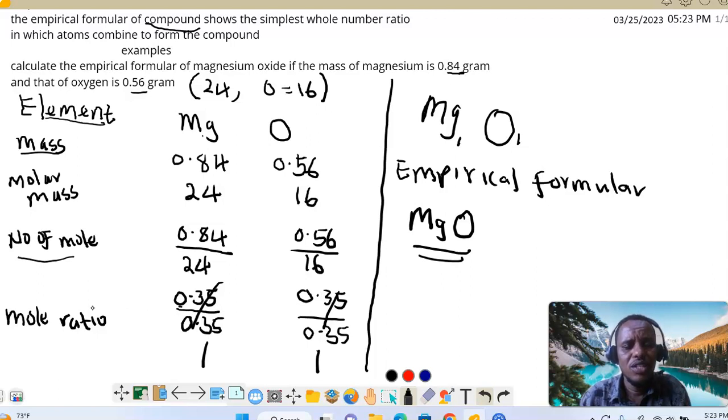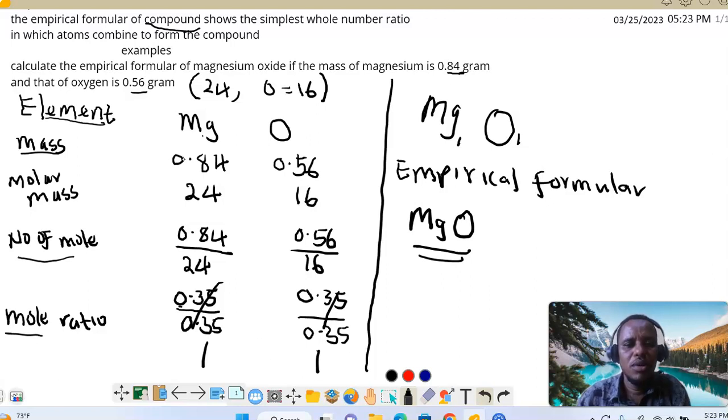When you have this, the next step is the mole ratio. How do you get the mole ratio? You divide by the smallest value that you obtained, on both sides. You compare the moles of this value and this value, and the smallest one you divide both sides by to get the mole ratio. Since the values here are the same and neither is bigger than the other, we divide both by 0.35. Then we get the mole ratio 1:1.